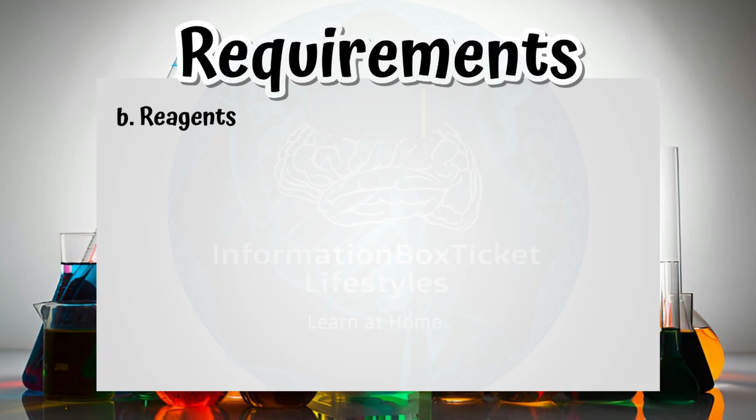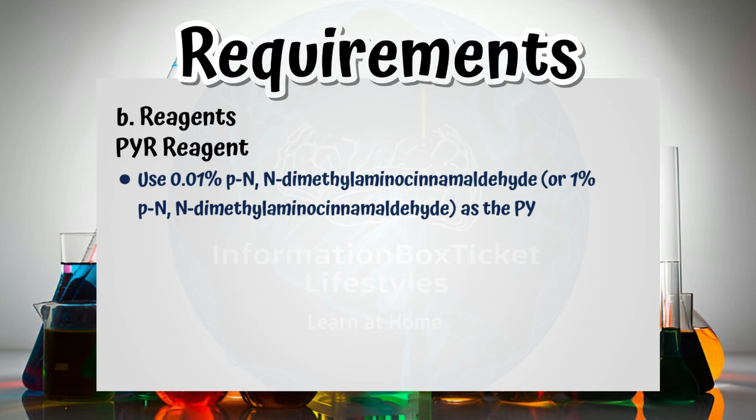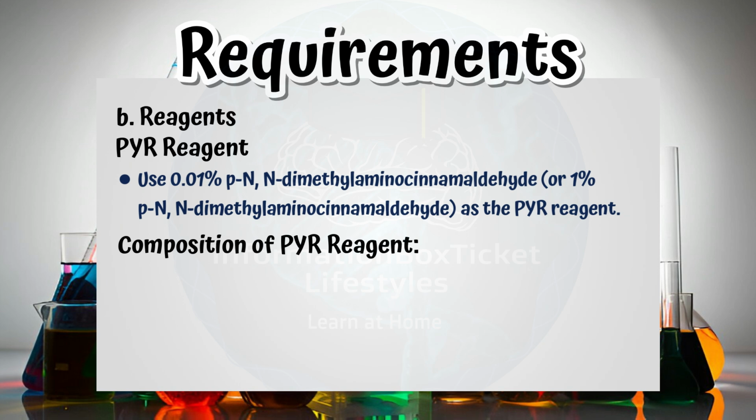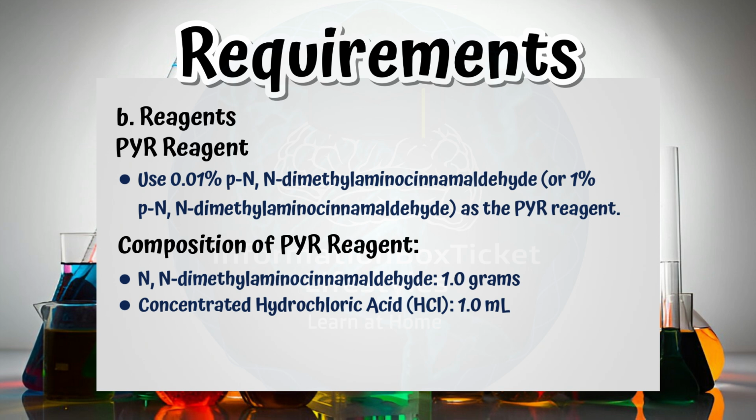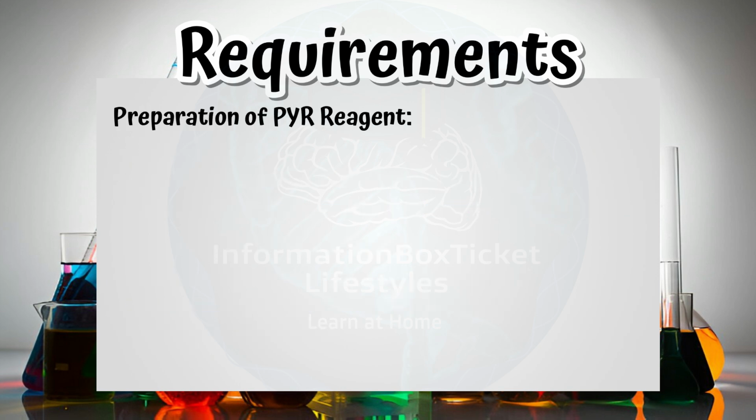B. Reagents. PYR reagent: use 0.01% N-dimethylaminocinnamaldehyde, or 1% N-dimethylaminocinnamaldehyde, as the PYR reagent. Composition of PYR reagent: N-dimethylaminocinnamaldehyde, 1.0 grams. Concentrated hydrochloric acid, HCl, 1.0 ml. Distilled water, 99.0 ml. Preparation of PYR reagent.